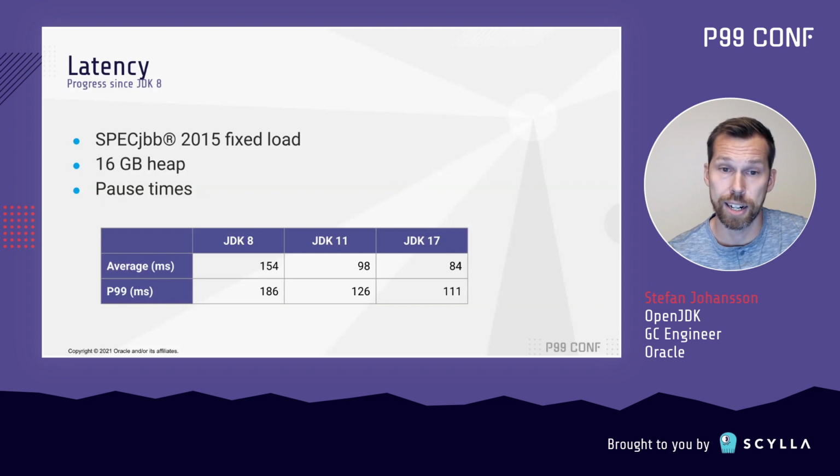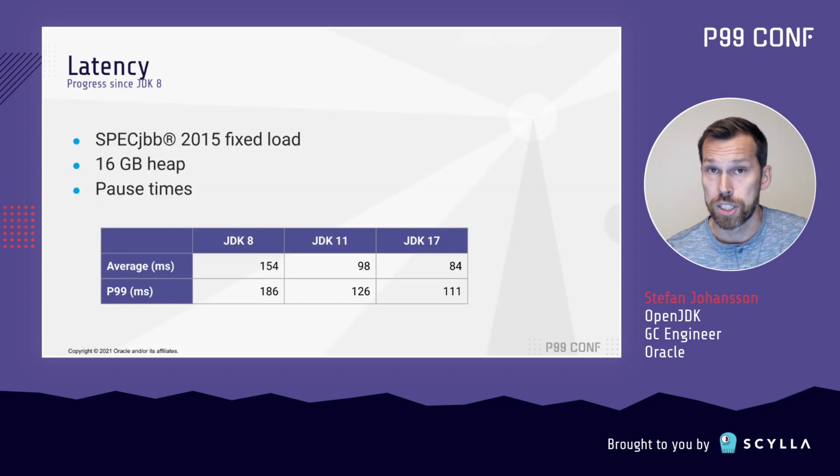And as you can see, in JDK 8, the pause times are below the pause time target of 200 milliseconds, both the average and the P99. But the progress that has been made since then is quite impressive. In JDK 17, the average pause time is down to 84 milliseconds, and the P99 pause time is at 111 milliseconds, which is really great.